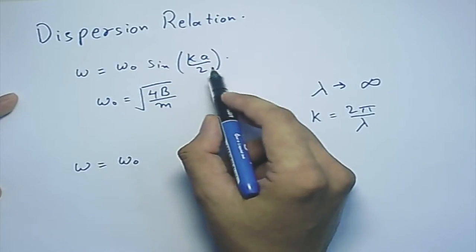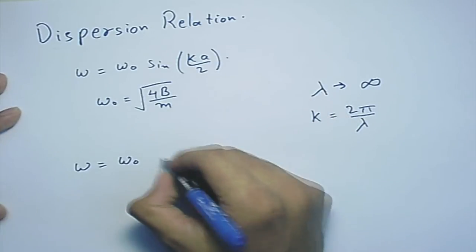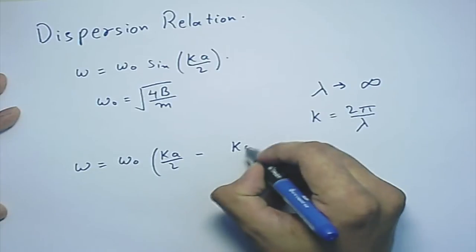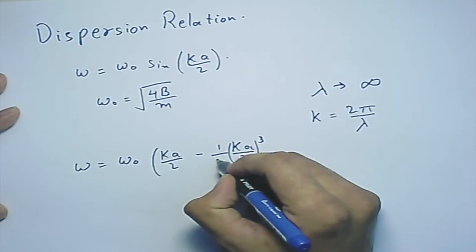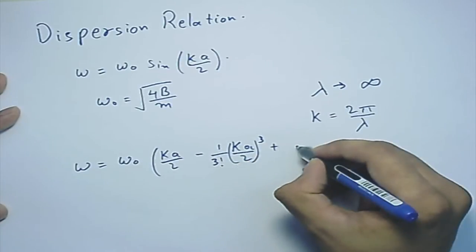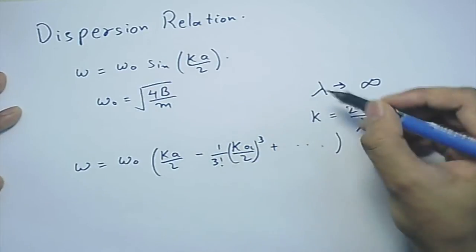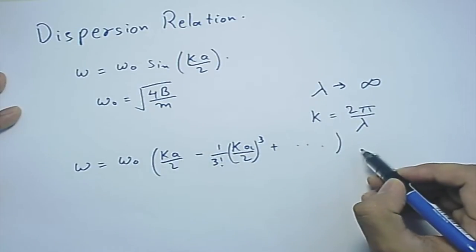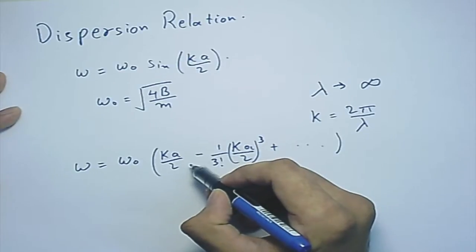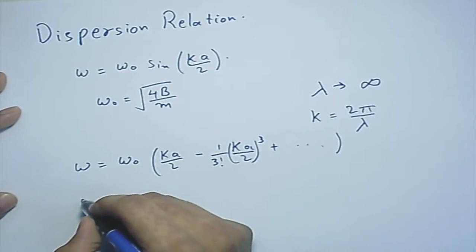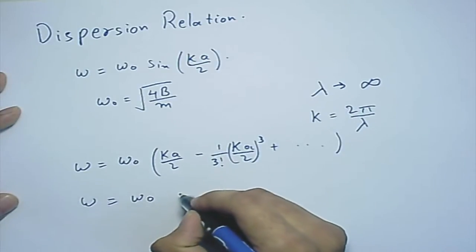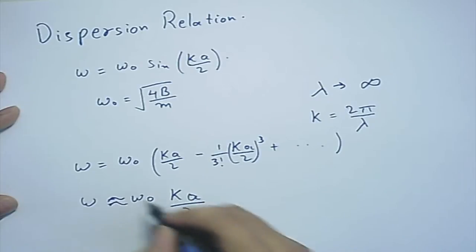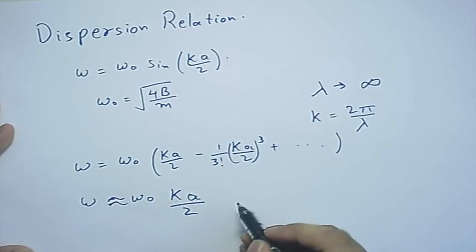We can make a small angle approximation, which is sine of k a over 2 minus of k a over 2 the whole cube, 1 by 3 factorial, plus higher order terms. In the small angle approximation, the higher order terms are negligible as compared to the first order term. So omega can simply be written as omega equals omega naught times k a over 2. It is an approximation. So now we have a simpler dispersion relation for the system given.